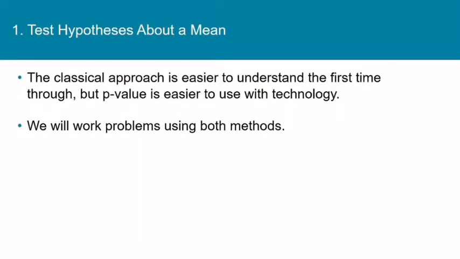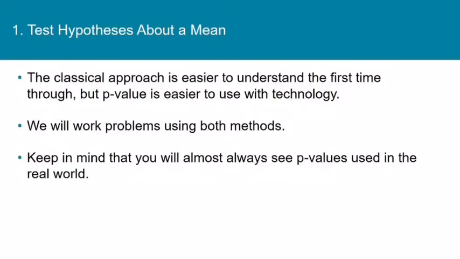So we're going to do both kinds of problems, but remember that if you ever have to look at any scientific research that uses hypothesis testing, like drug trials or things like that, you'll almost always see p-values used. So the classical method is good for understanding, but p-value is what people really use because that's the easiest thing to get from a computer.